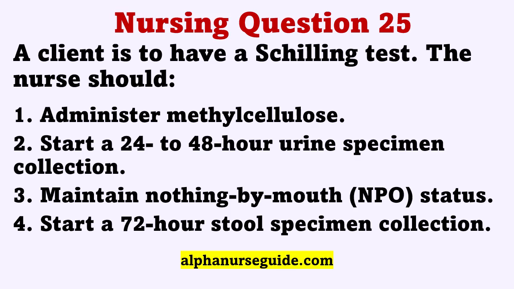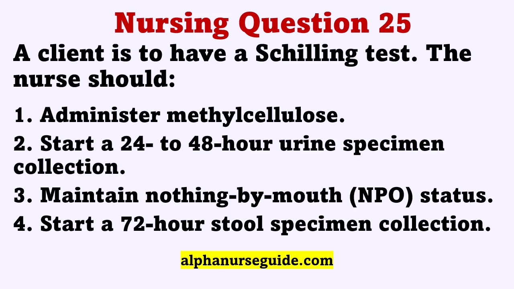The correct answer is 2. Start a 24 to 48-hour urine specimen collection. Urinary vitamin B12 levels are measured after the ingestion of radioactive vitamin B12. A 24 to 48-hour urine specimen is collected after administration of an oral dose of radioactively tagged vitamin B12 and an injection of non-radioactive vitamin B12. In a healthy state of absorption, excess vitamin B12 is excreted in the urine. In a malabsorptive state, or when the intrinsic factor is missing, vitamin B12 is excreted in the feces.